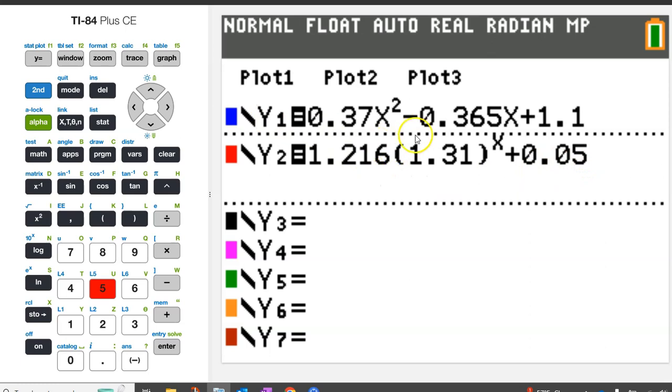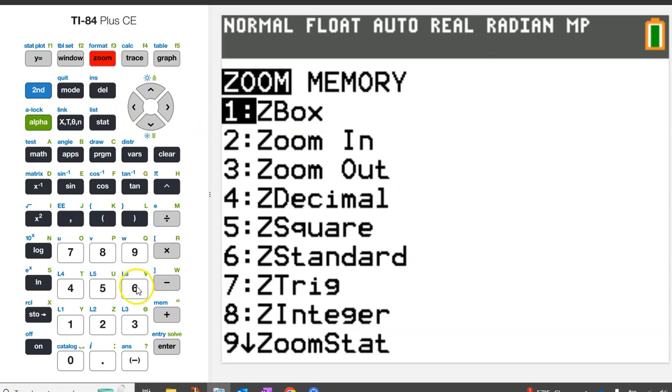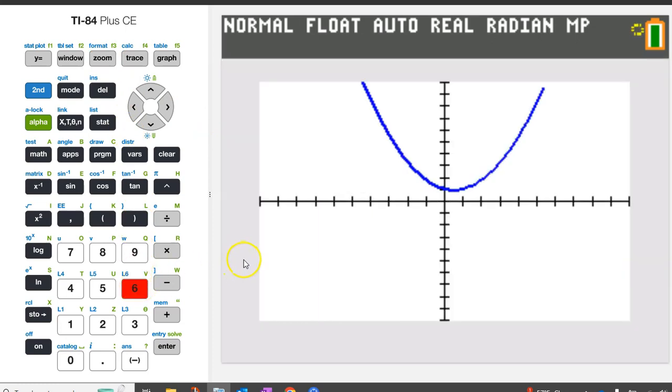I don't know what the window needs to be. Let's go ahead and hit zoom 6 for a standard 10 by 10 window, and we can always make adjustments after that. So zoom 6, we're looking for the intersection of these two curves. Okay. It looks to me like this first intersection point is negative, which we will ignore because we can't have negative time. So I think we're just looking for this intersection point.